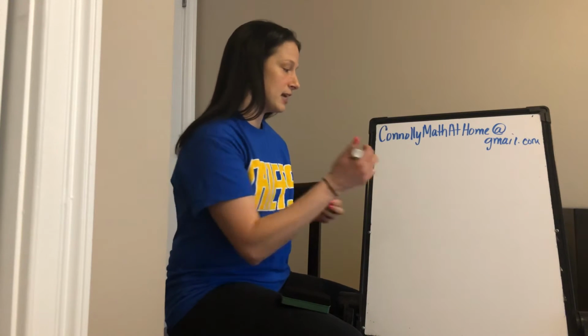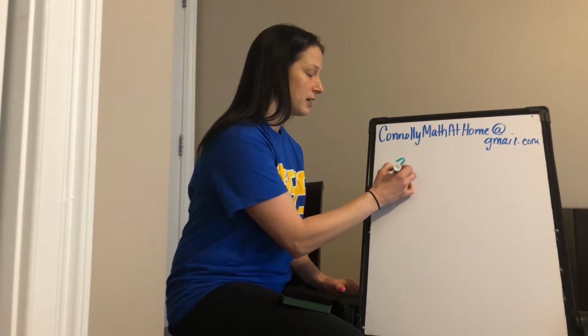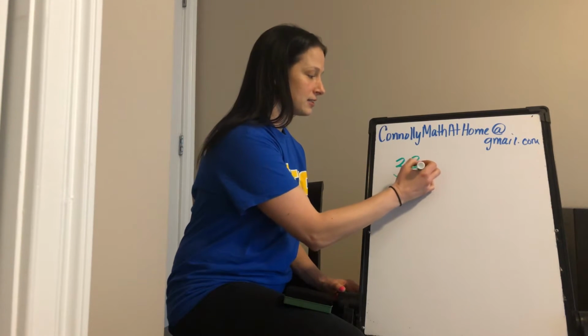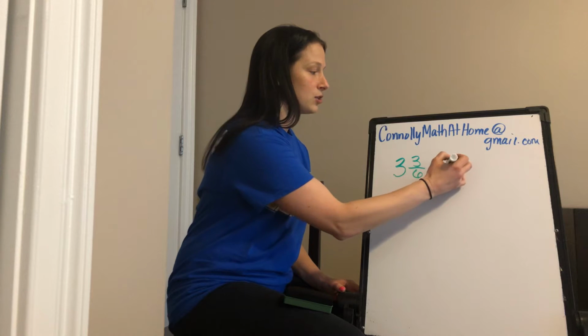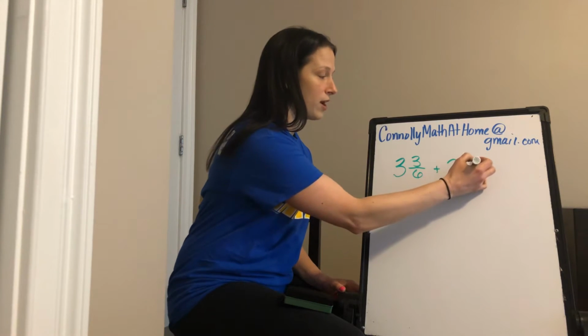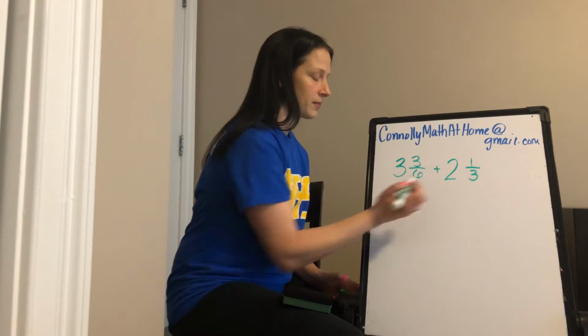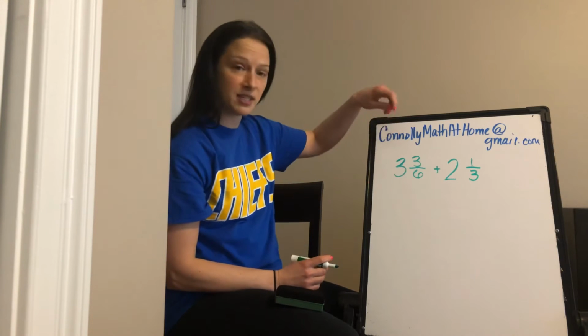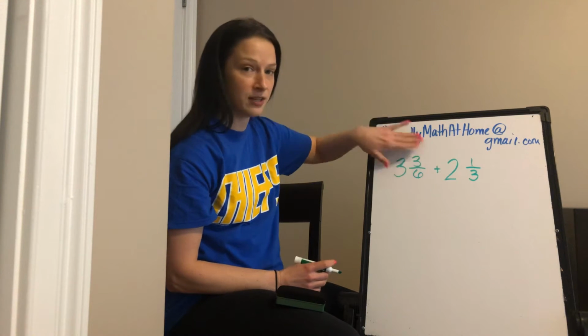So let's get started. Let's say that we're thinking about 3 and 3/6 plus 2 and 1/3. Okay, we have mixed numbers. A mixed number is a whole number and a fraction together making a number, an amount, and same thing here. So we have 3 and 3/6 plus 2 and 1/3.